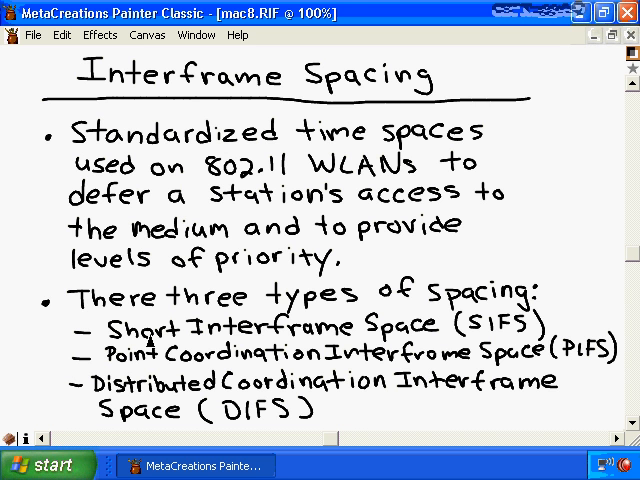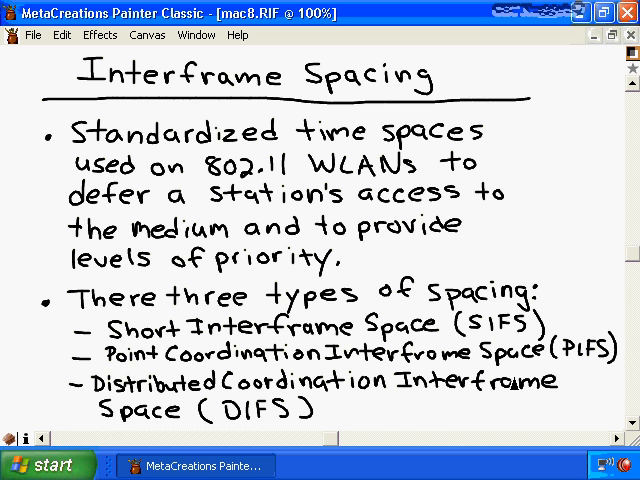The first type is short interframe space, or SIFS for short. Point coordination interframe space, or PIFS. And lastly, distributed coordination interframe space, or DIFS for short. Okay, so you might be saying to yourself, wow, that really clears it up. Thanks, Todd. Well, it's going to get a lot easier to understand here in just a second.